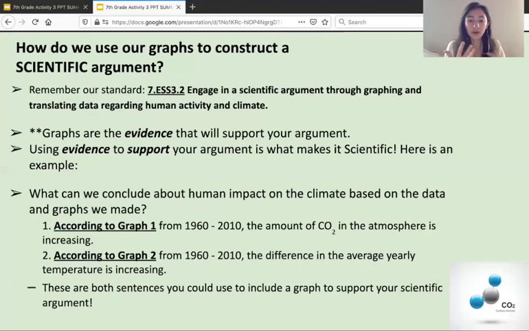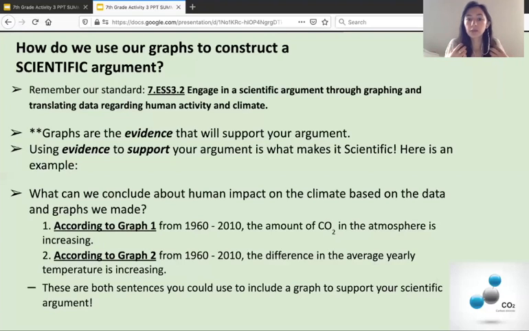Both of these sentences are great ways to show you have a scientific argument. You have evidence and data to back up what you are saying. And that is what science is all about. You need data. You need a way to show people that what you're talking about is true, that you have evidence to show that what you're saying is, in fact, really happening.